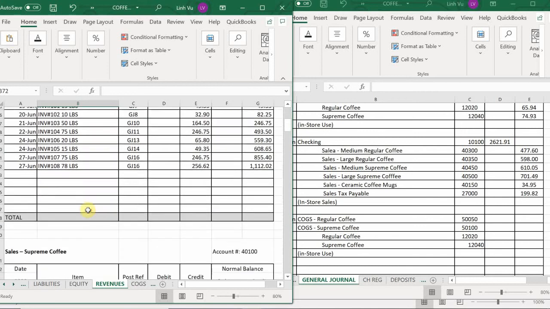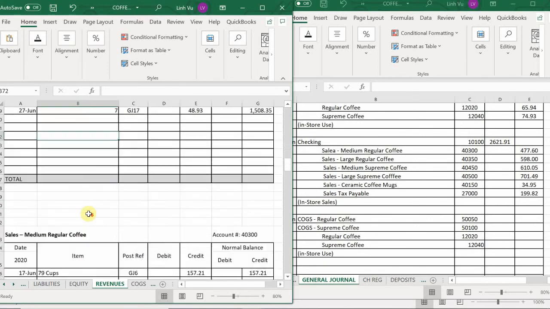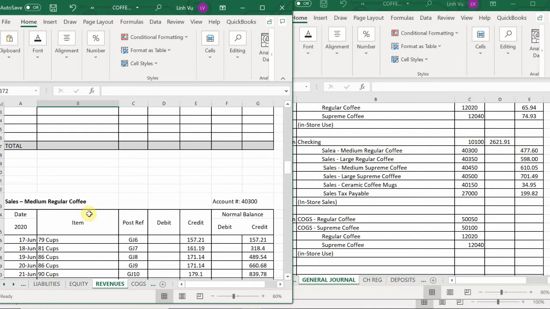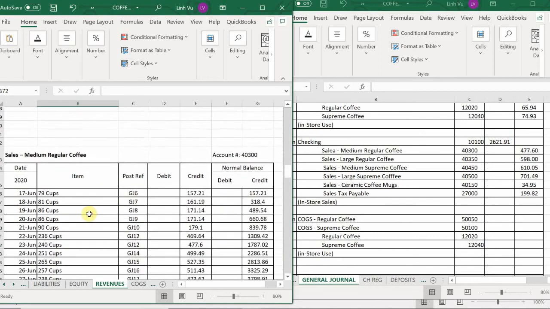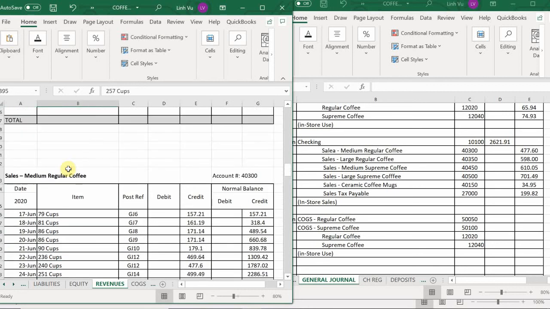First, we're going to go to the regular coffee. We didn't sell regular coffee. What did we sell? Regular medium coffee, and a large coffee. You said regular coffee, but we didn't really sell by the pound. We sold medium regular coffee by the cups. Yes, by the cups. Medium.